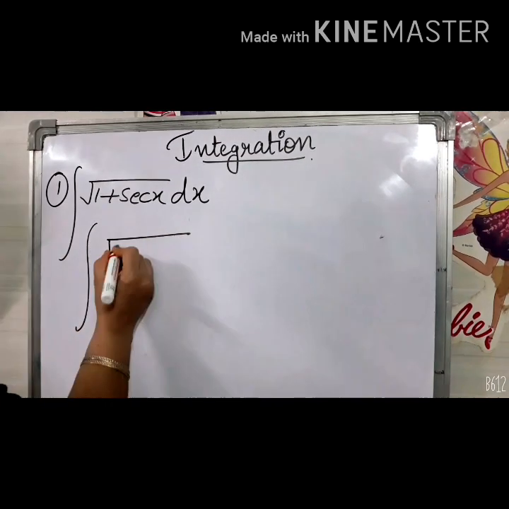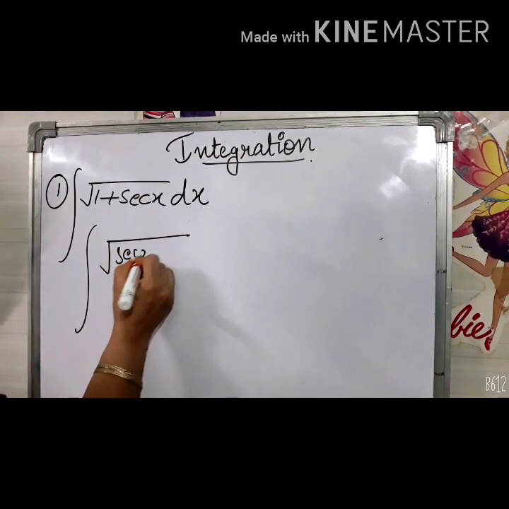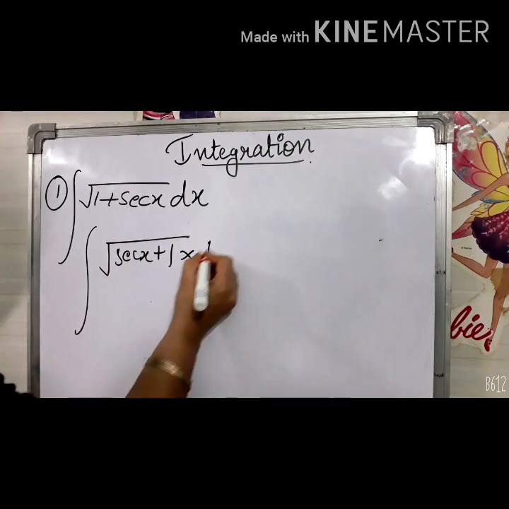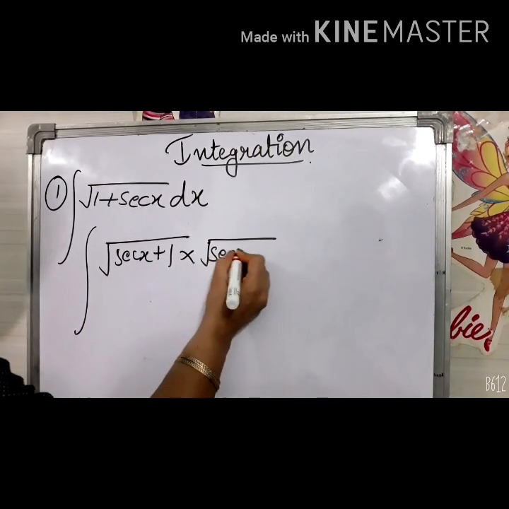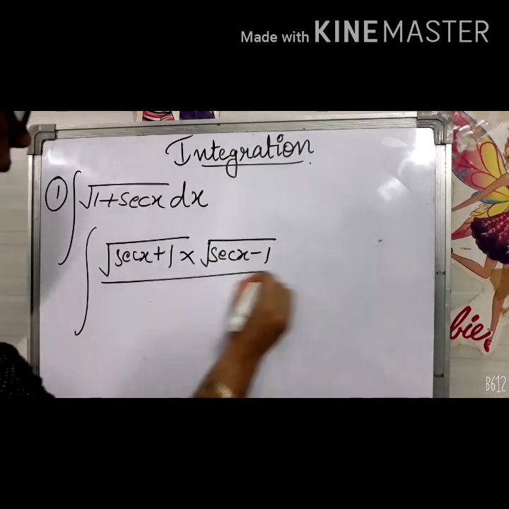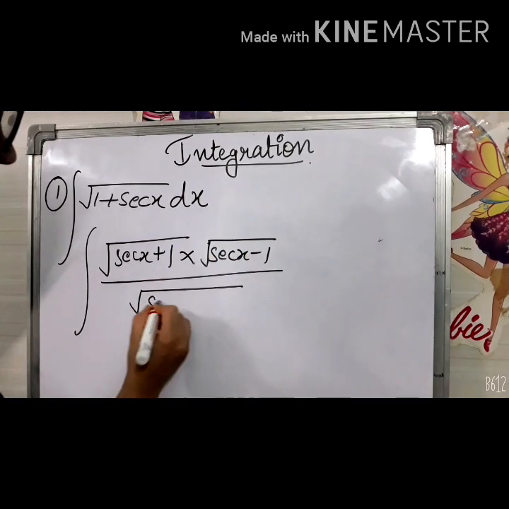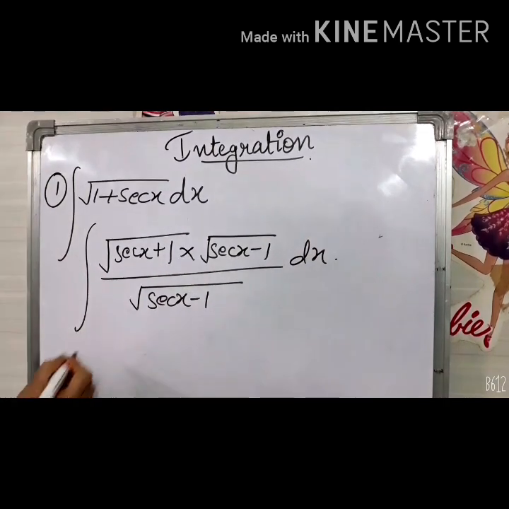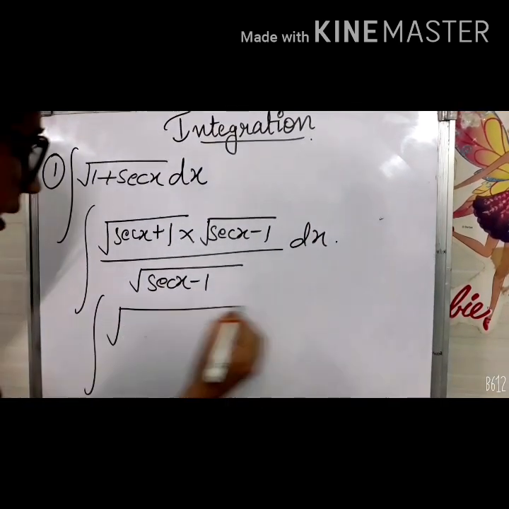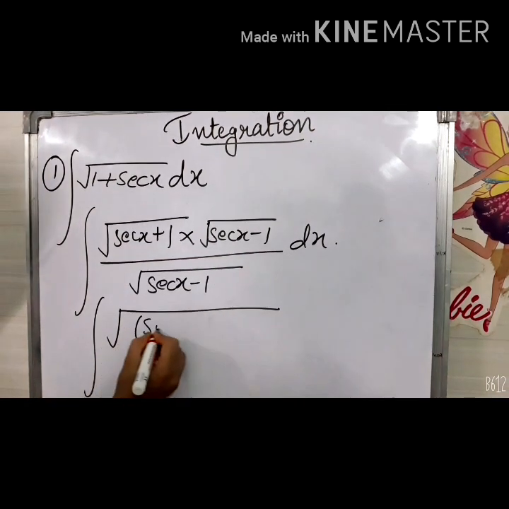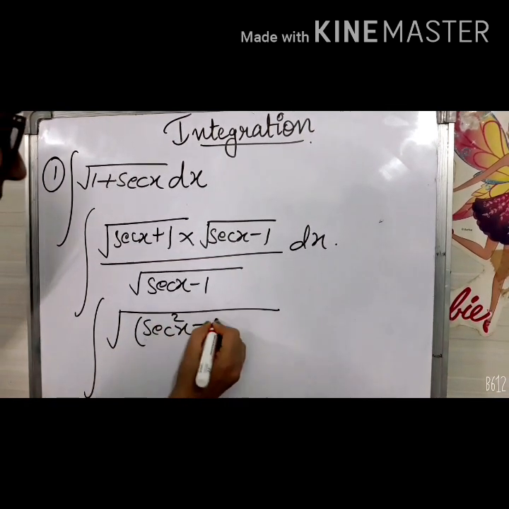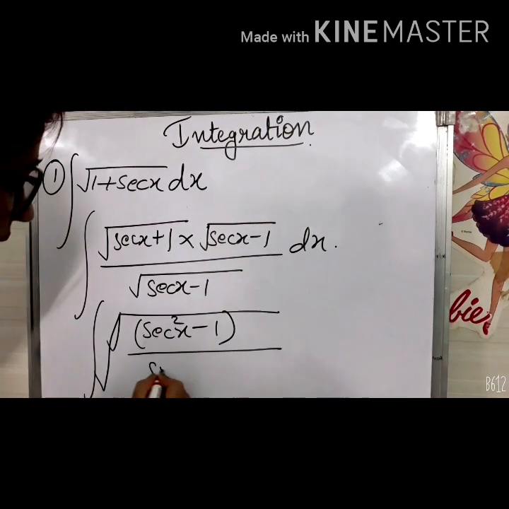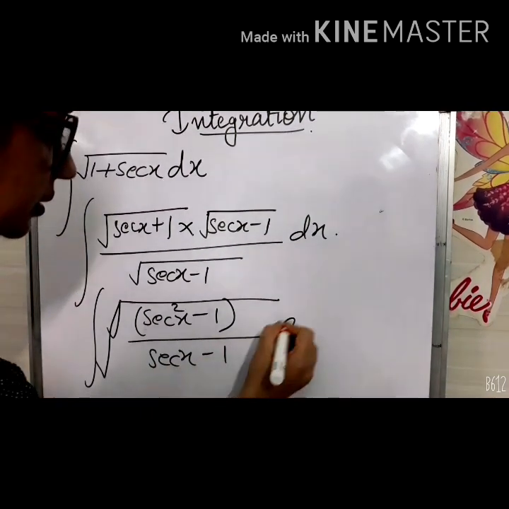First step is to please write it in the form like this, and then we will rationalize it like this and like this. This is the first step. Now we know that (a plus b) into (a minus b) becomes sec square x minus 1 by, I am keeping this root like this.